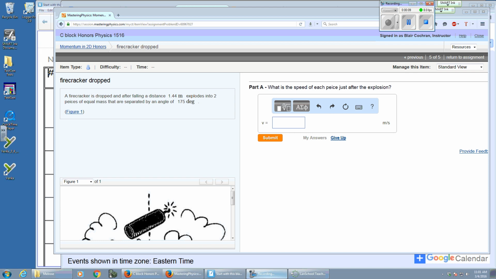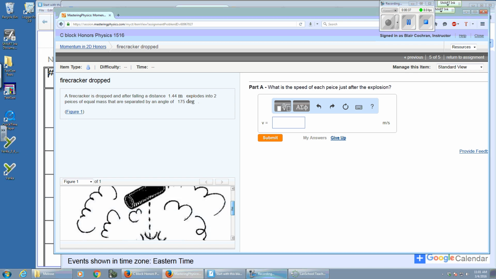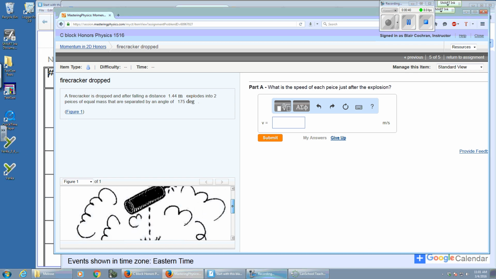The firecracker one. So, a firecracker is dropped, and after falling a distance of this, explodes into two pieces of equal mass that are separated by an angle of this. All right. So, remember, in the Y's for these, you need some words, some explanation, but also a diagram of the momentums. So, really, in this problem, the momentums don't come into account until the explosion.